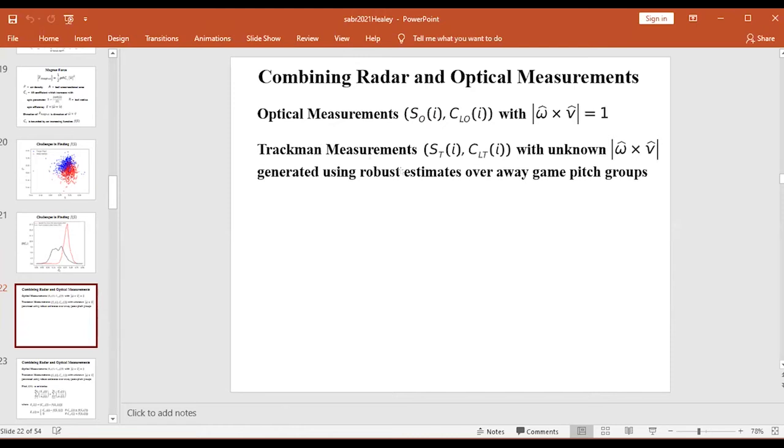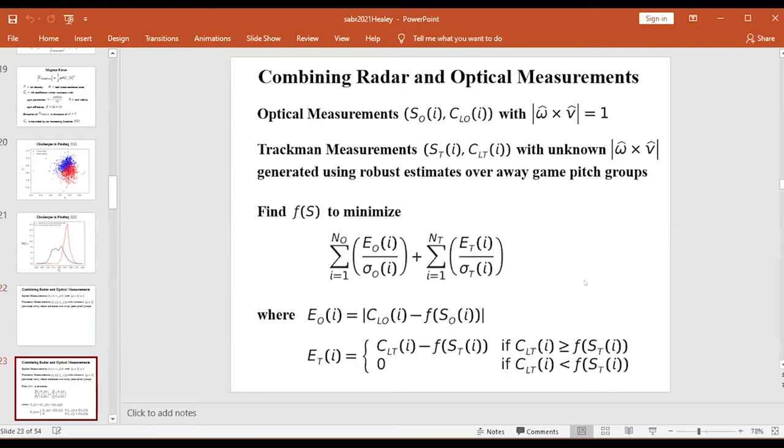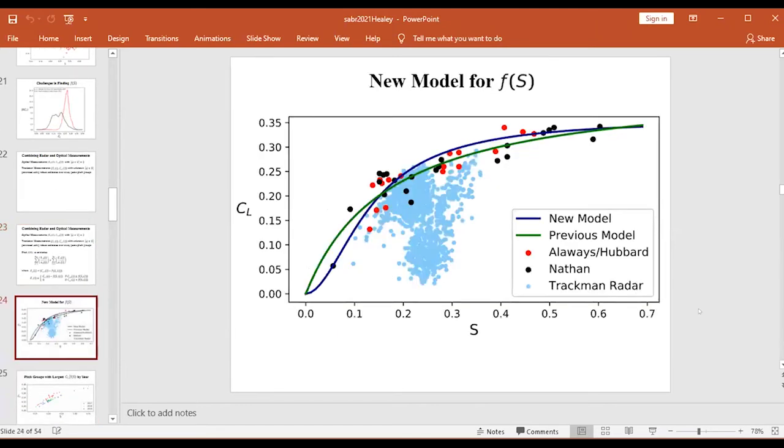And we have an optimization method that we use to combine all this data and come up with this f of s function. The optimization is written here. If you want details on any of the things that I'm going to talk about, I'm going to put up references to the papers at the end. So you can go to those papers and get all of the technical details. But the result is that we get a new model for this bounding function f of s, and that's the blue curve that's shown here.